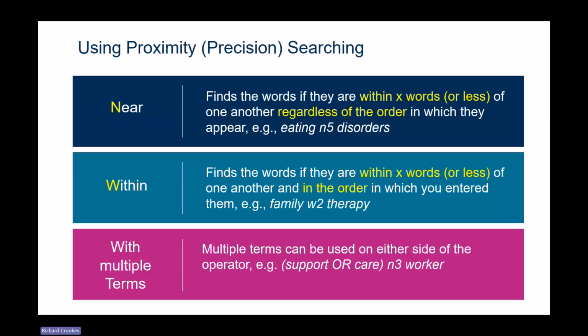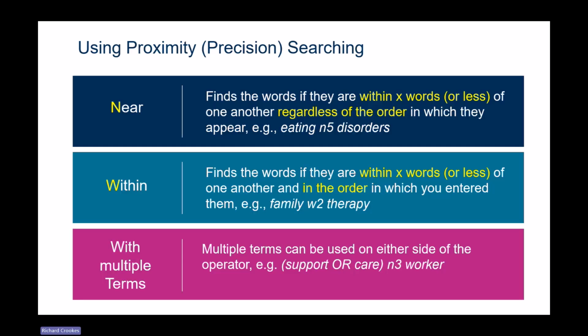And in addition to that, just to complement that, we also have the option of precision searching, so using proximity search operators. And you may be familiar with ADJ or adjacency in other platforms, but for EBSCOhost, we use NEAR and WITHIN. So NEAR is broader because it will search for words regardless of the order in which they appear within a specified word range. So for example, if you're looking at eating disorders or disorders of eating, then you can put eating N5 disorders. That means you'll find the word eating near 5 words or less of disorders and disorders near 5 words or less of eating. So it's a broader way of searching.